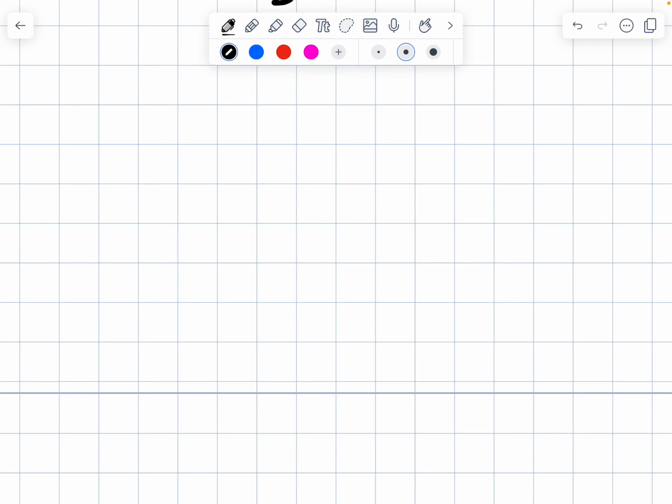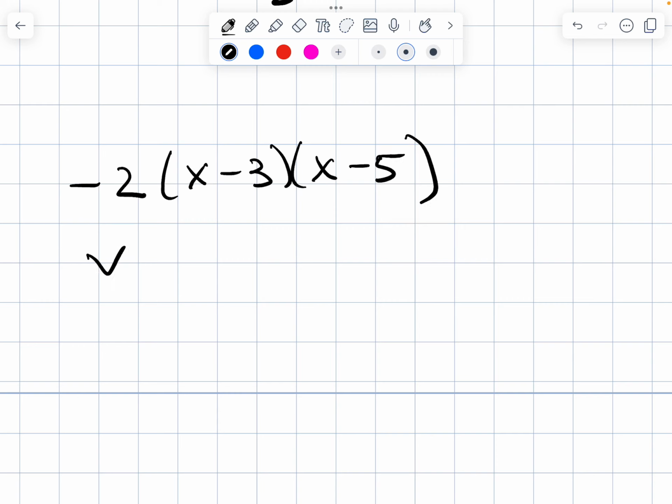Let's try this one. Let's do -2(x - 3)(x - 5). And you're finding the vertex, the y-intercept, the x-intercept. Okay, so pause this video, give it a try.